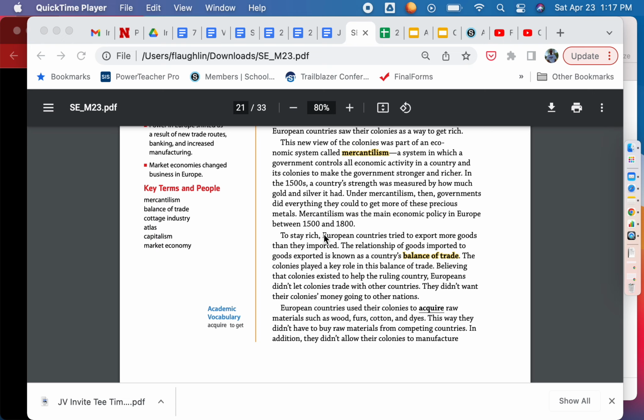Think about like electronic parts that we buy a lot from Korea or China and places like that. Altogether, you want to have the value of more exports than imports every year. This relationship between goods imported and goods exported is known as a country's balance of trade. Colonies played a vital role in a country's balance of trade. European countries did not allow colonies to trade with other countries. They did not want their colonies' money to go to making any other country wealthy. This is a big deal.